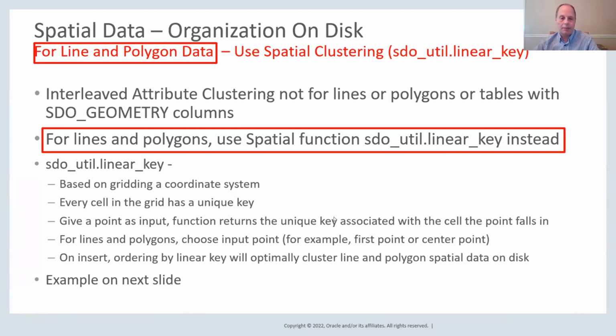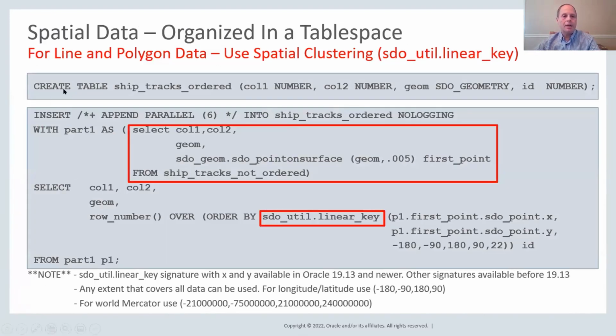I'll give you an example. Here I create a table called ship_tracks_ordered, and my source table, in red, is ship_tracks_not_ordered. My ordered table is going to have all my columns in it. Ship tracks are lines, so I've got my geometry column, and I have an ID column.